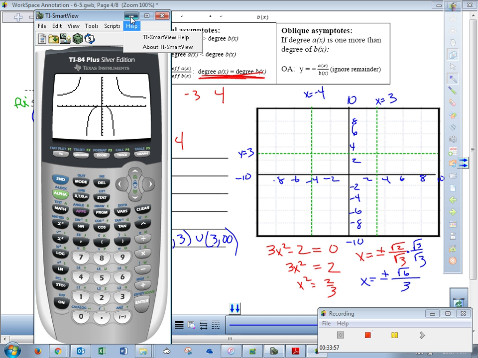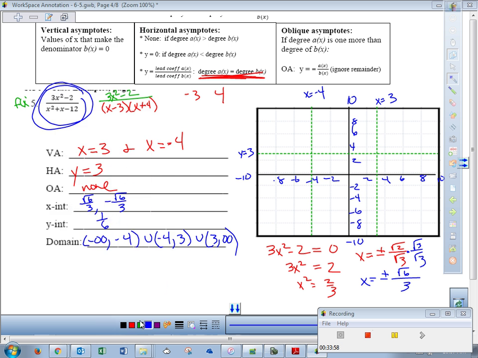So I look at my other information. I've got x-intercepts at these nasty places. I'm not going to literally write them down, but they're like right there. Negative square root of 6 over 3 and positive square root of 6 over 3. You could punch them into decimals, see what they were. And you've got this y-intercept at 1/6.